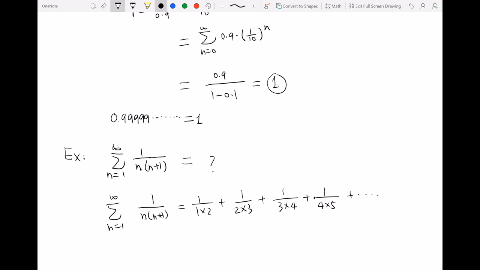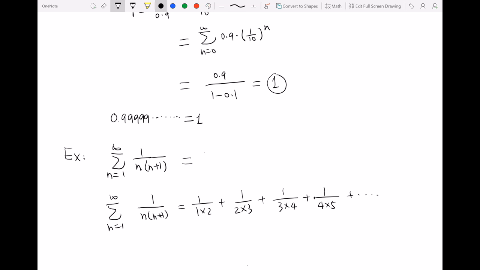So then what do you think? Can we cancel the 2's in the bottom and the 3's in the bottom? How do we cancel that? Whenever you see something like this, is there anything you think about partial fractions? Have you ever considered partial fractions?